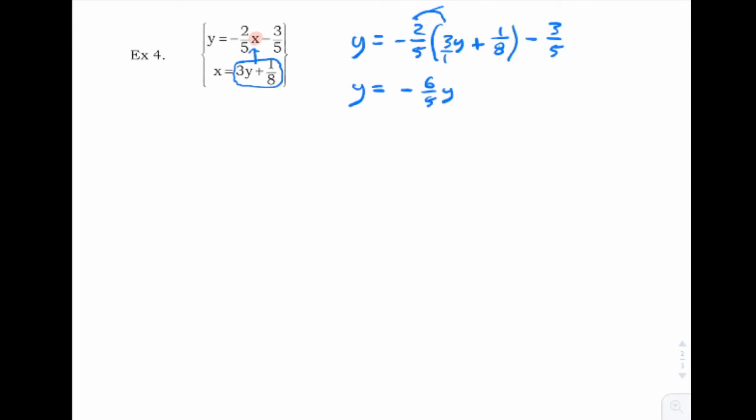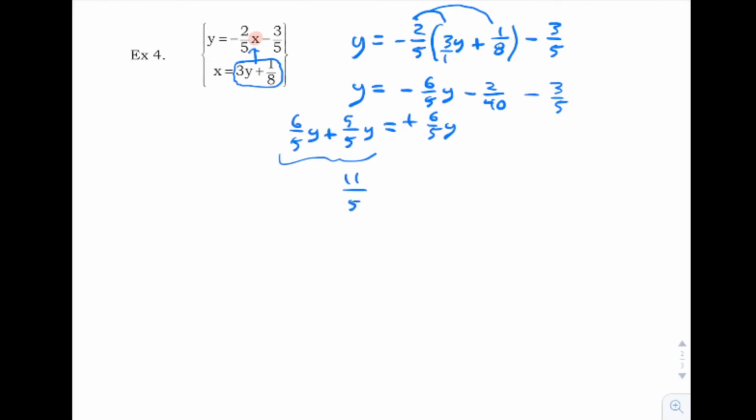And then here, if I don't cross cancel, I'm just going to go straight across, and it's going to look like a 2 over 40, which I will reduce in a minute, and then minus the 3/5. Okay, what should we do here? Well, we should definitely add 6/5 y on both sides. So 6/5 y is adding 1 y, but 1 y is the same as 5/5 y, and so this is going to give me 11/5 y.